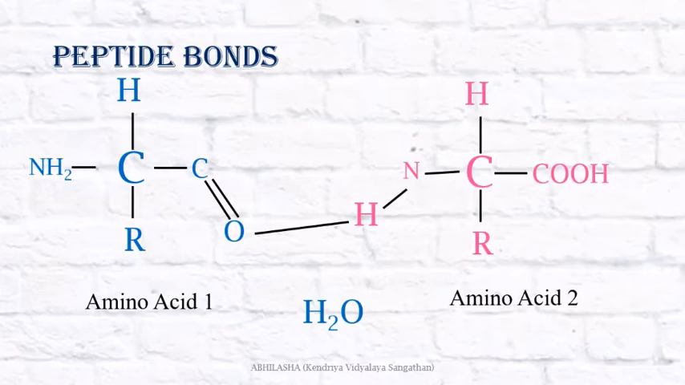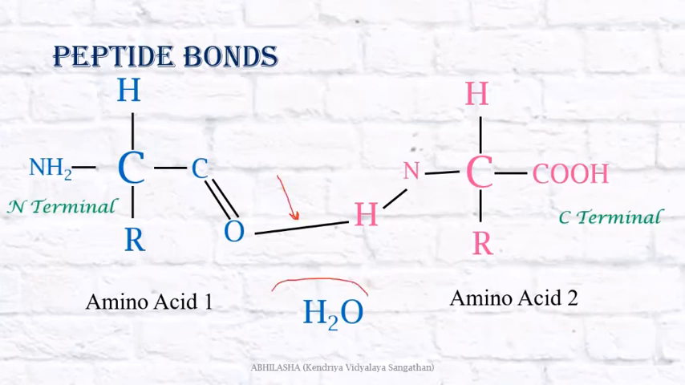One thing you may notice here is that no matter how many amino acids you join in between, one end, the beginning, will always have a free amino group and the other will always have a free COOH group. So the left end with the free amino group is known as the N-terminal, and the right end with the free COOH group is known as the C-terminal. The bond formed between the two amino acids is known as the peptide bond, and during this a molecule of water is released.